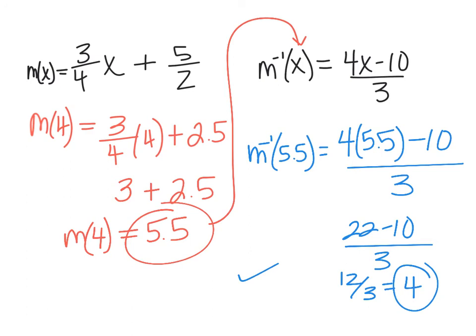So again, at the beginning of this video, I showed you that with inverse functions, their inputs and outputs switch. Notice this was my input, here was my output, and then in the inverse function, it switched. This was my input, this was my output. So the inputs and the outputs switch in an inverse function.